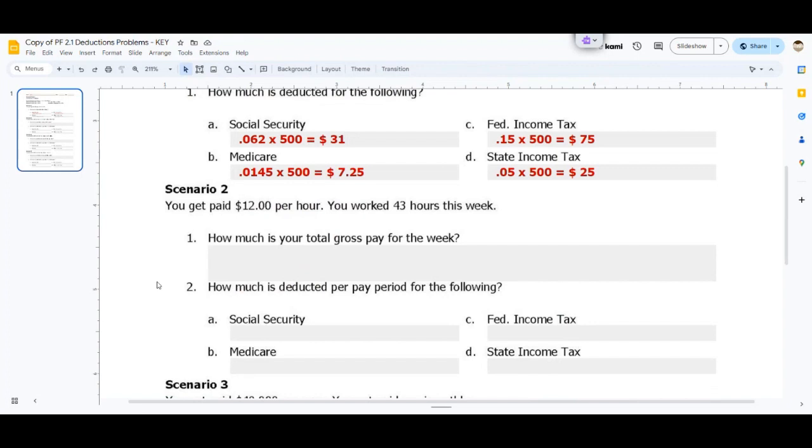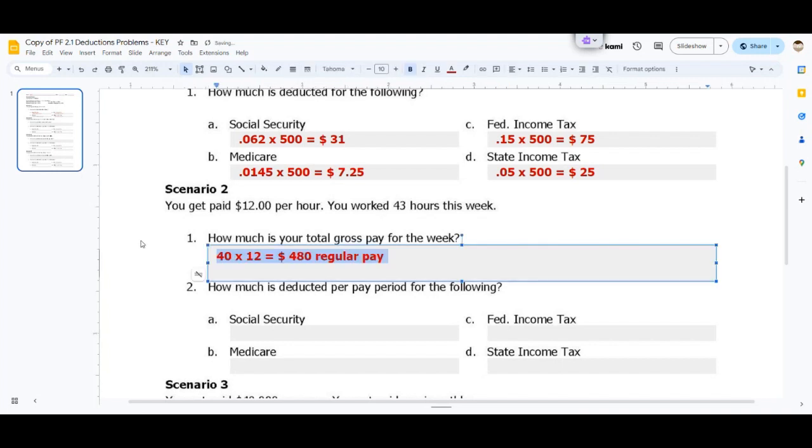All right, for scenario 2, you get paid $12 an hour, you work 43 hours. So now we need to calculate our gross pay. And again, it's a little bit more difficult than just multiplying the amount that we're paid times the hours that we work, because as hourly wage earners, more than 40 hours in a week qualifies for overtime. So we need to break that up, and we need to calculate what our regular pay is for the first 40 hours, and then what our overtime pay is for the other 3 hours.